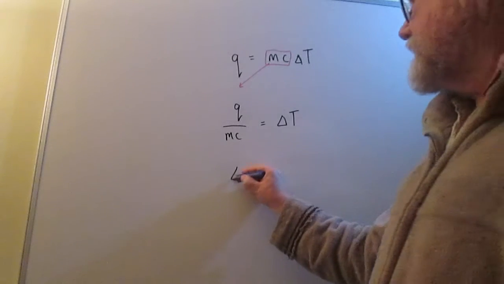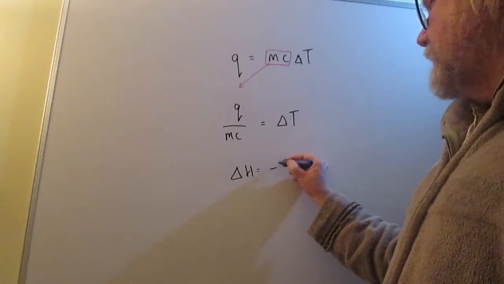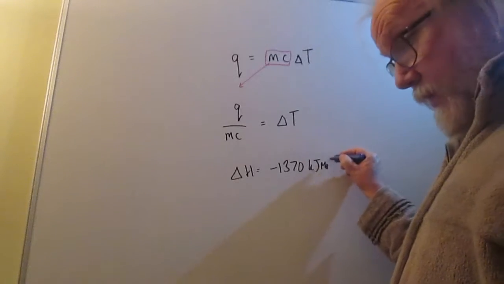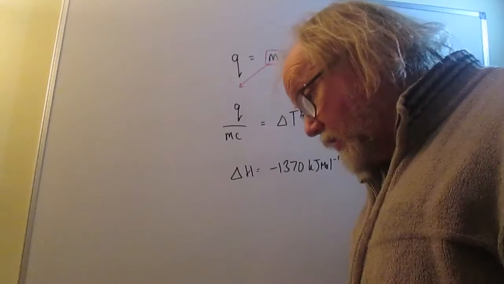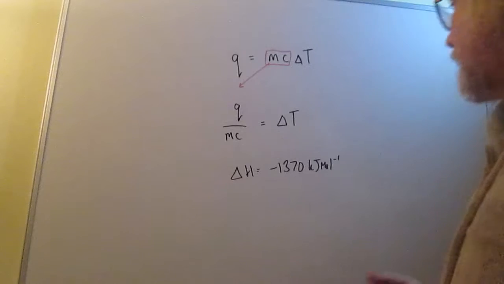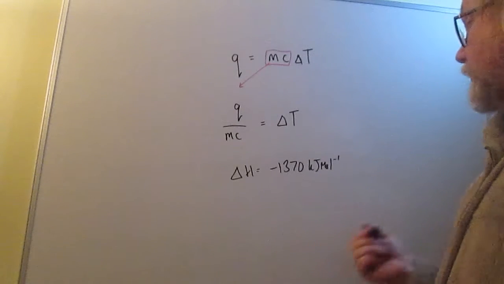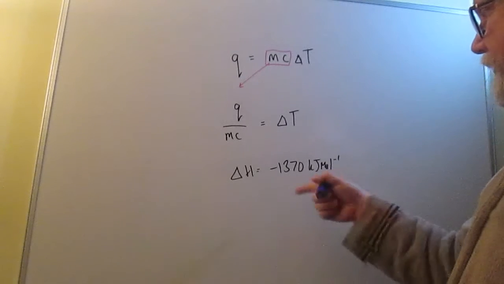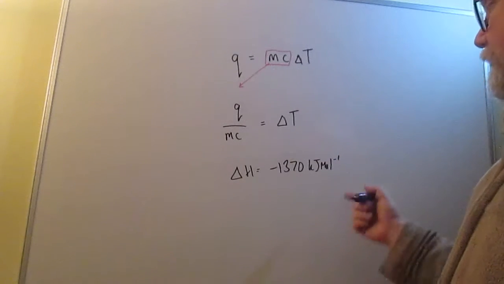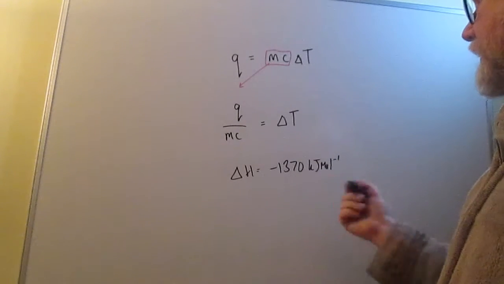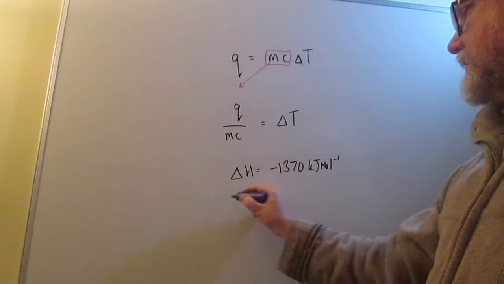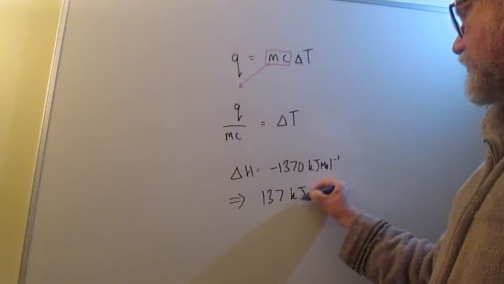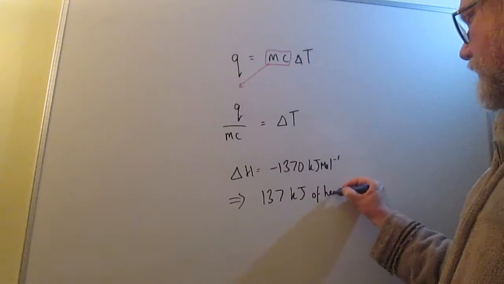Now it tells us that delta H is minus 1370 kilojoules per mole of the compound that's reacting, and it tells us that we've got 0.1 moles. So if each mole gives 1370 kilojoules out, we've only got a tenth of that, 0.1, so we only have a tenth as much heat. So that means that we have 137 kilojoules of heat transferred.